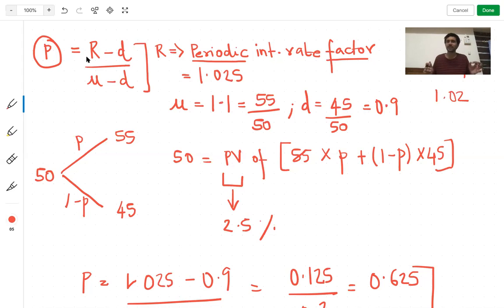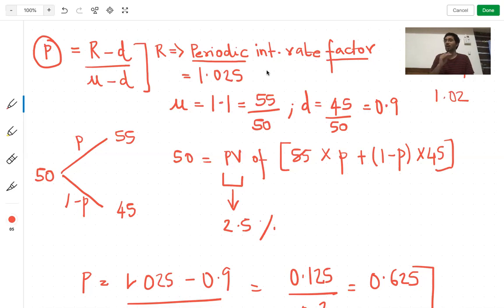Okay, if you remember, we got the same exact probabilities. So for the formula for P, you need not have any specific preference in examination. You can apply any of the methods, but if you are comfortable with the formula, P is equal to R minus D divided by U minus D, where R is equal to the periodic interest rate factor. So there are two things. One, it should be periodic. Second, it should be a factor, meaning 1 plus R, where R itself is a periodic interest rate. We had 5% per annum, so we first divided that 5 by 2 to get 2.5%. And since we had to take a factor, I did 1 plus 0.025, which is 1.025.